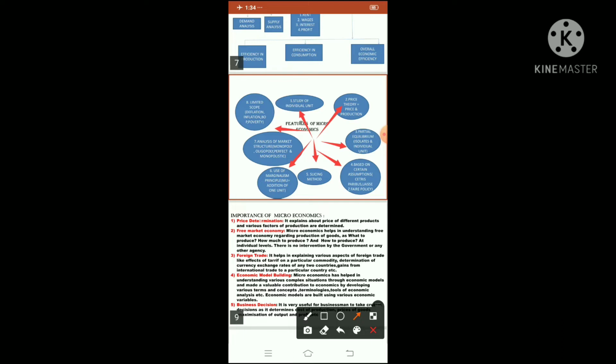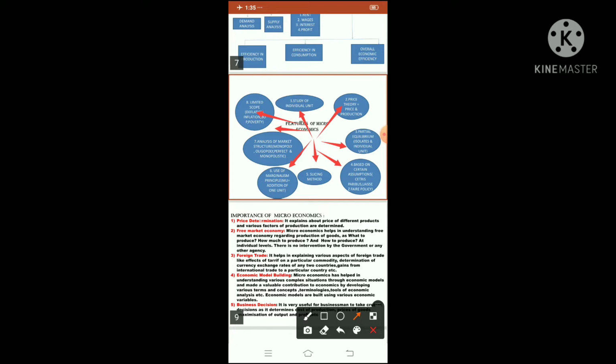Then the last feature of microeconomics, children, is limited scope. Practically, microeconomics is used by very few people because it consumes lots of time. To study each single unit takes lots of time. Therefore, in the market, microeconomics has a limited scope. Very few people use it.